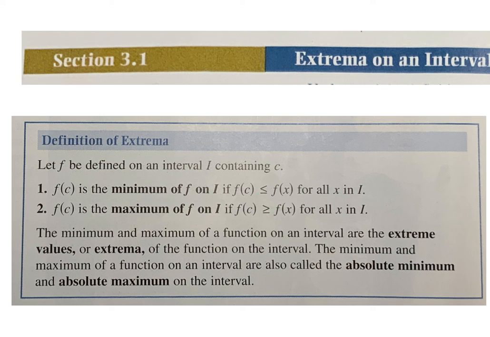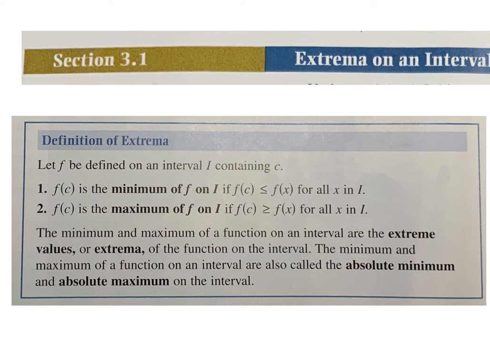If f of c is less than or equal to f of x for all x, it is the lowest point. f of c, y value, is the maximum if f of c is greater than or equal to f of x, it is the highest point, okay? So visually you can see what highest and lowest is. These are called the extreme values or extrema of the function. The minimum and maximum of the function on the interval are also called the absolute minimum and absolute maximum.